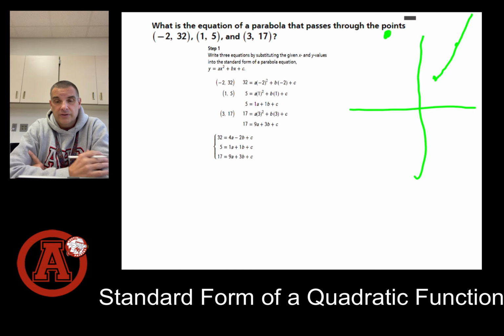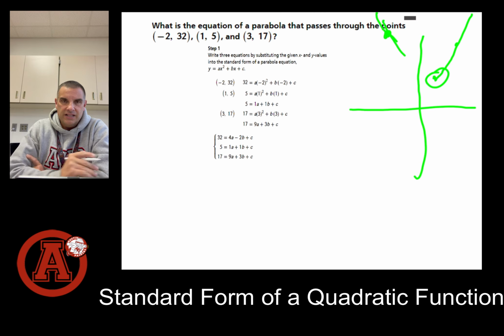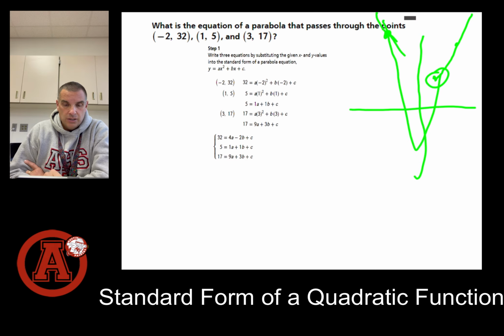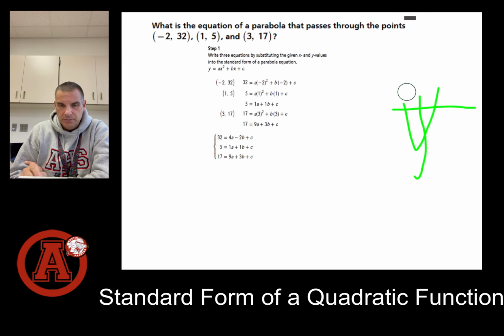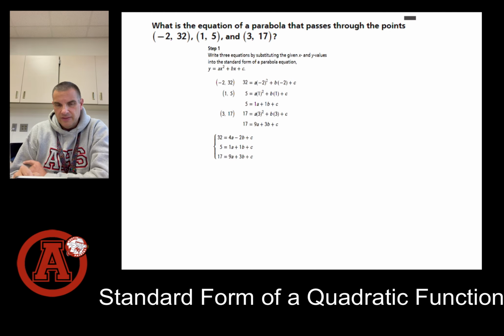We don't know where the vertex is. We know this is going to be going up probably at this point, and coming down, but we don't know if that's the vertex or not. They don't tell us it's the vertex, so we can't assume that it's the vertex. It very well may come through there, but it may go down like this. We don't know what this is going to do. So we want to be able to write the equation of this.